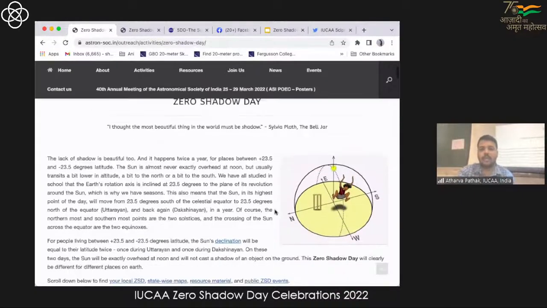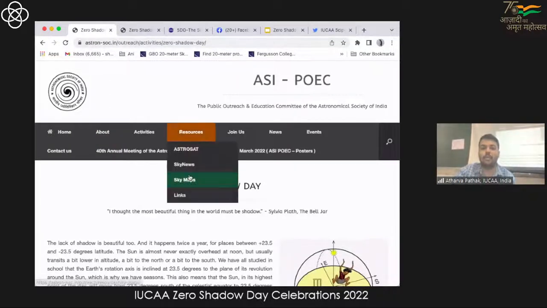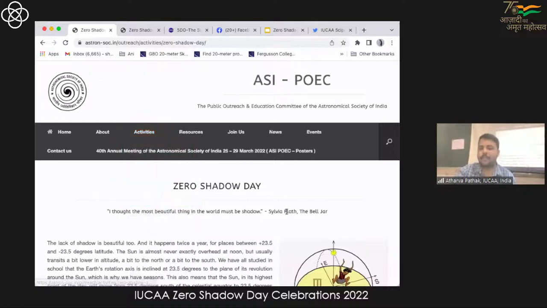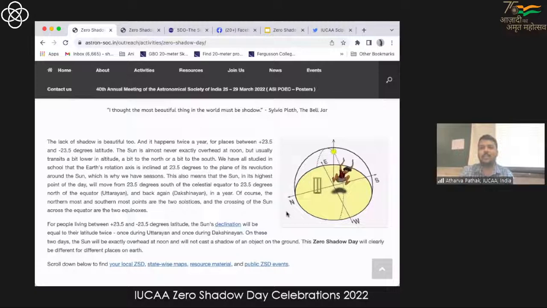The Astronomical Society of India's Public Outreach and Education Committee has put together a list of such resources. If you go to astron-soc.in, which is the Astronomical Society of India, and go to the Zero Shadow Day activity page, you will see a lot of resources and an explanation of why Zero Shadow Day occurs.